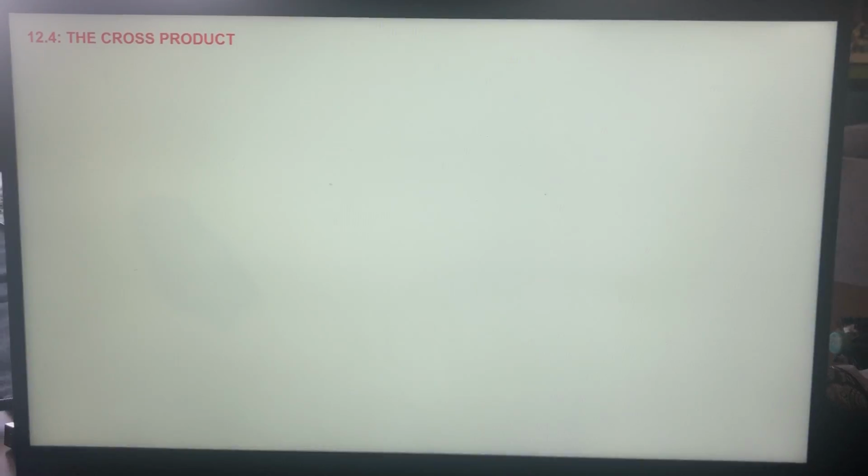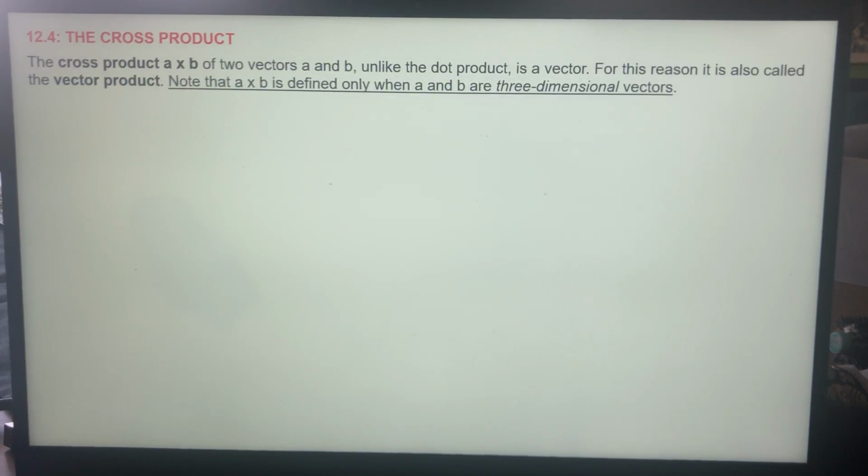Okay, there are two different multiplications between vectors. One was the dot product, which we just talked about. Another one is the cross product. Once we take the cross product of two vectors, we will get another vector. This is the difference from the previous one.